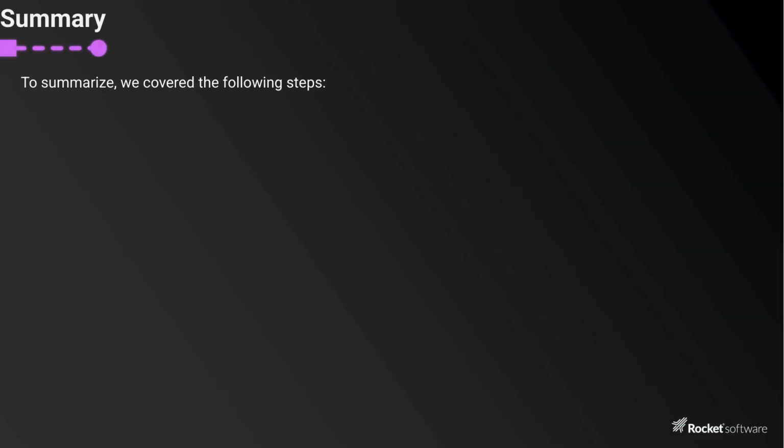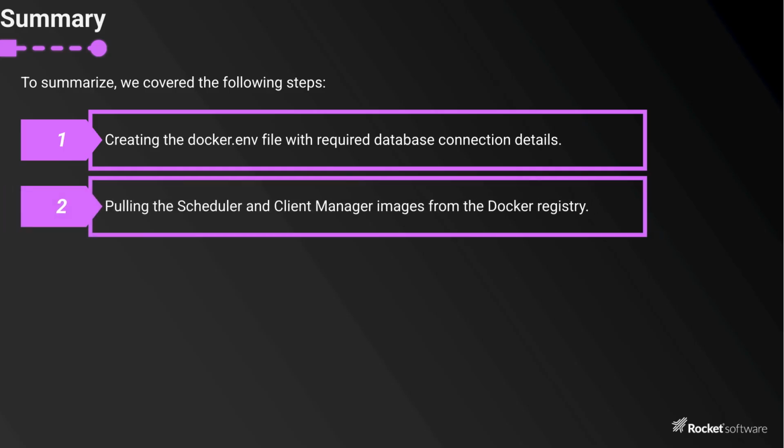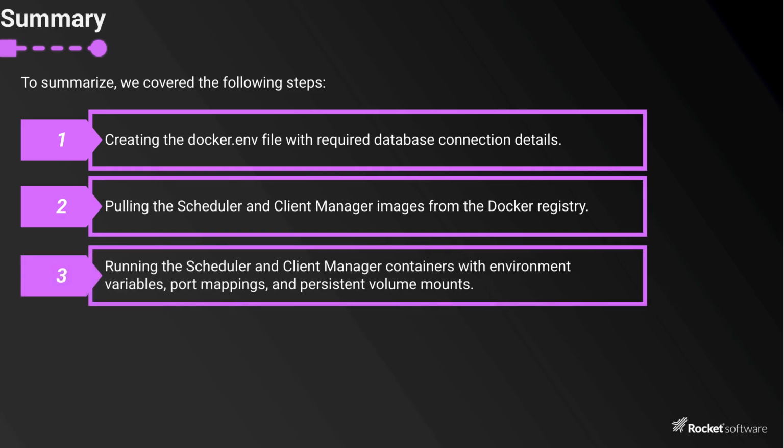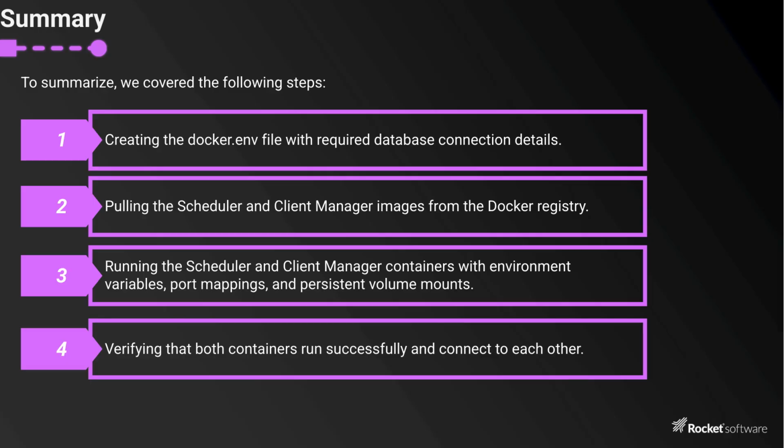To summarize, we covered the following steps: creating the docker.env file with required database connection details, pulling the scheduler and Client Manager images from the Docker registry, running the scheduler and Client Manager containers with environment variables, port mappings, and persistent volume mounts, verifying that both containers run successfully and connect to each other. That wraps up our demonstration on creating and running the scheduler and Client Manager containers.